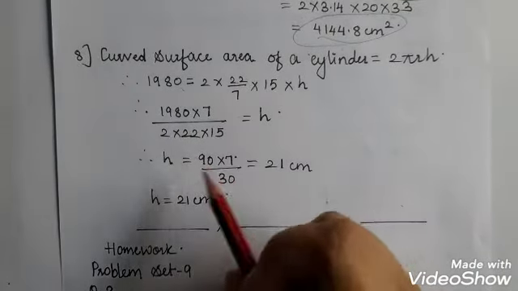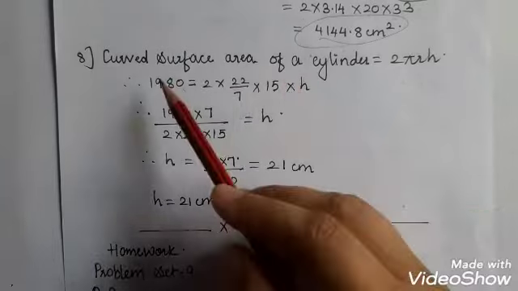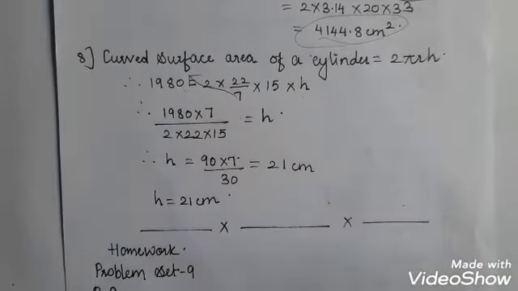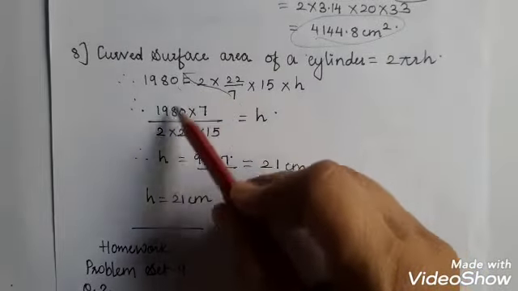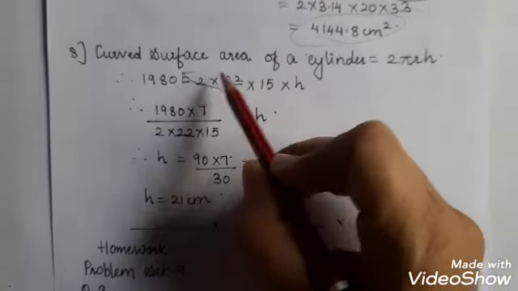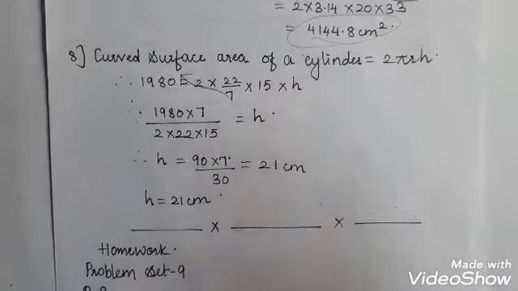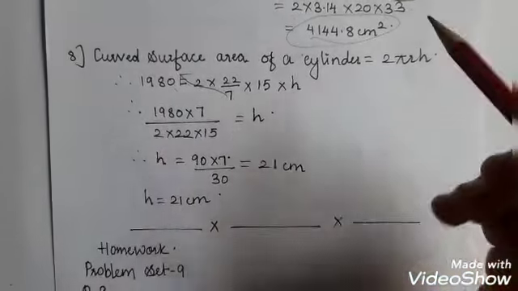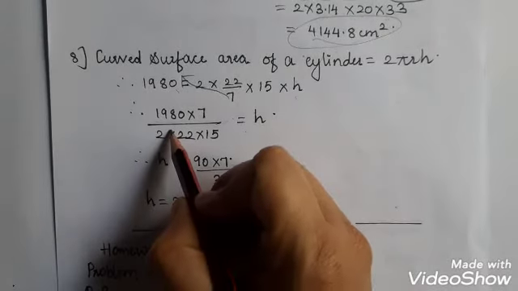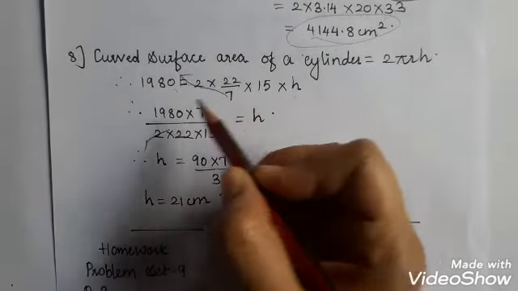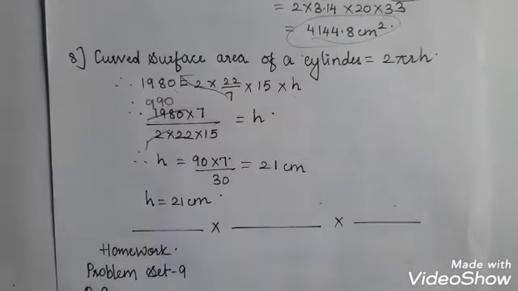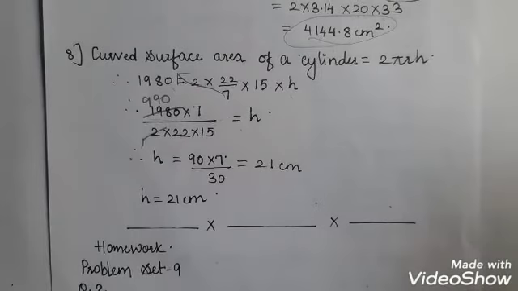Okay. So that is 1980, 7 you multiply here. Okay, 1980 multiplied by 7 upon 2 into 22 into 15 is equal to h. Therefore, h is equal to, now you cancel whatever gets cancelled. Let's see what we can cancel. 2 ones are 2, 2 nines are 18, 2 nines are 18, 2 zeros are 0, right?